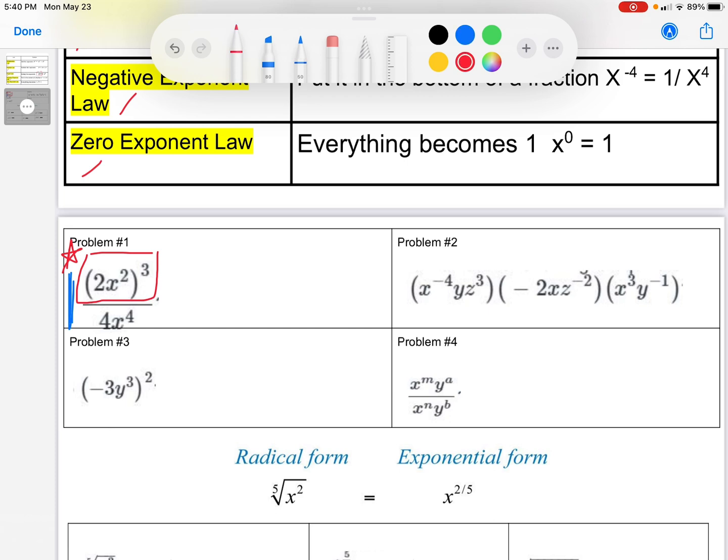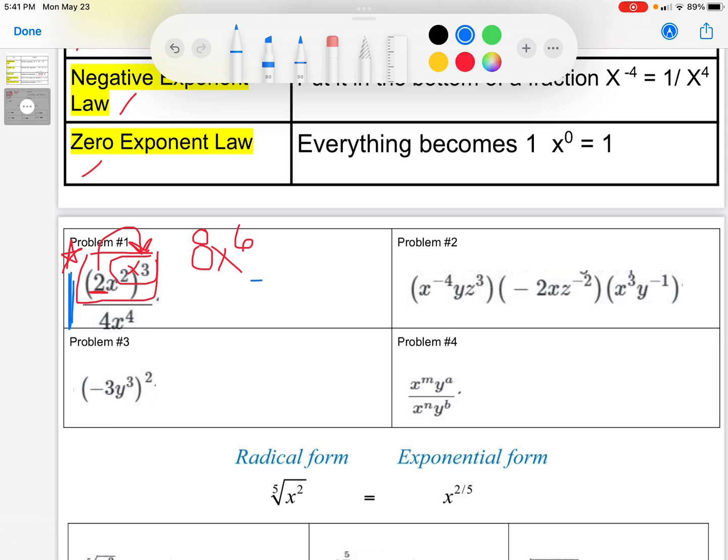Let's start with the parentheses. So the power law says that we're going to be multiplying our exponents. So when I look at my exponents 2 and 3, if I do 2 times 3, that's going to give me a 6. So I know up top, my new exponent is 6. But please don't forget that this 2 out front is also being raised to the third power. And when this is a normal number, not an exponent, raising something to the third power is like saying 2 times 2 times 2, which is 8. So my new top of my problem is going to become 8x^6.